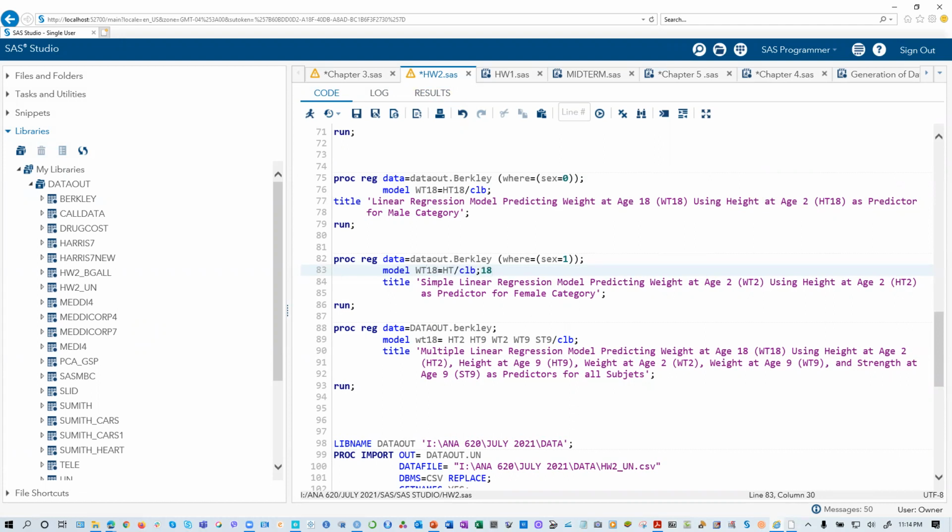This one is 18. You know CLB. CLB stands for confidence level for the beta naught and beta 1 at age 18.